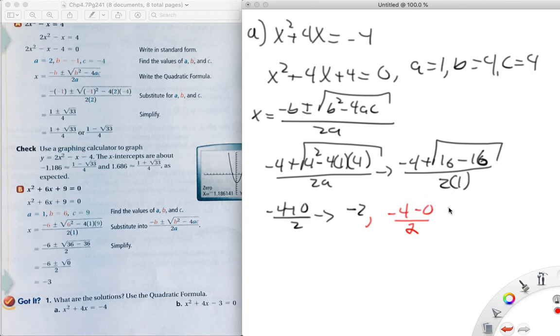Which gives me the same answer. If I get the same answer doing both, that means I only have one solution. Right? If I don't have two answers, I only have one solution, so my answer is x equals negative 2. And negative 2 is going to be the answer that satisfies both situations.